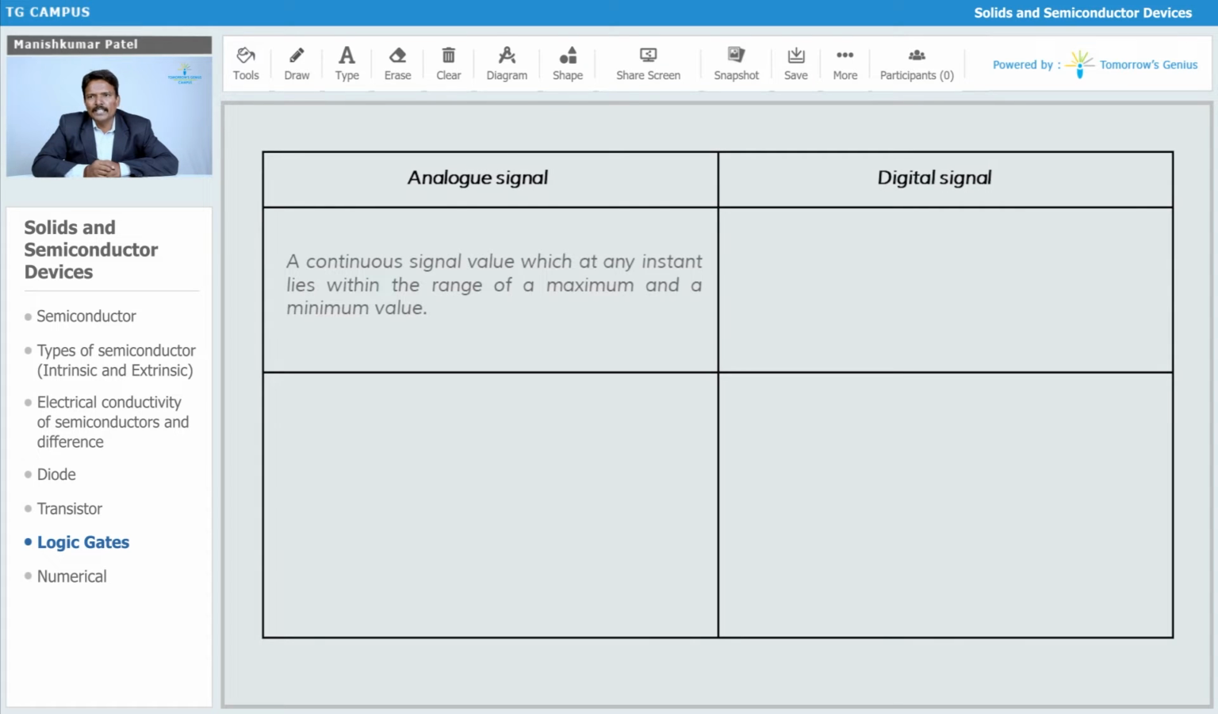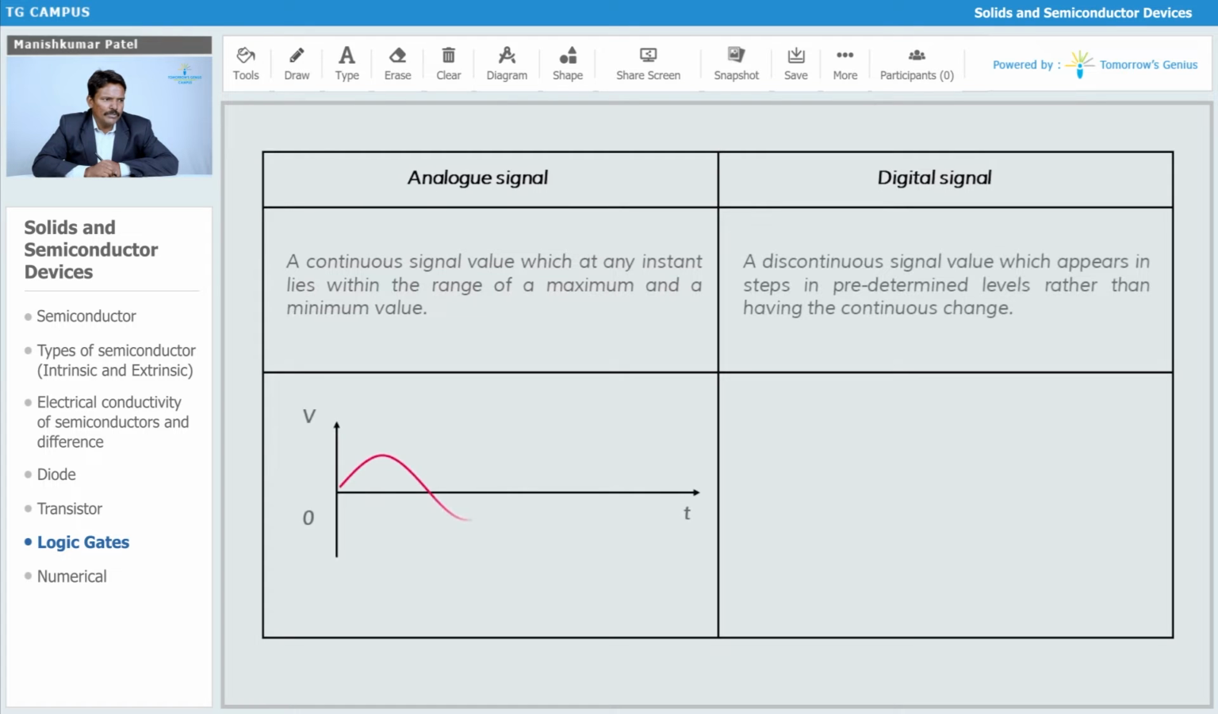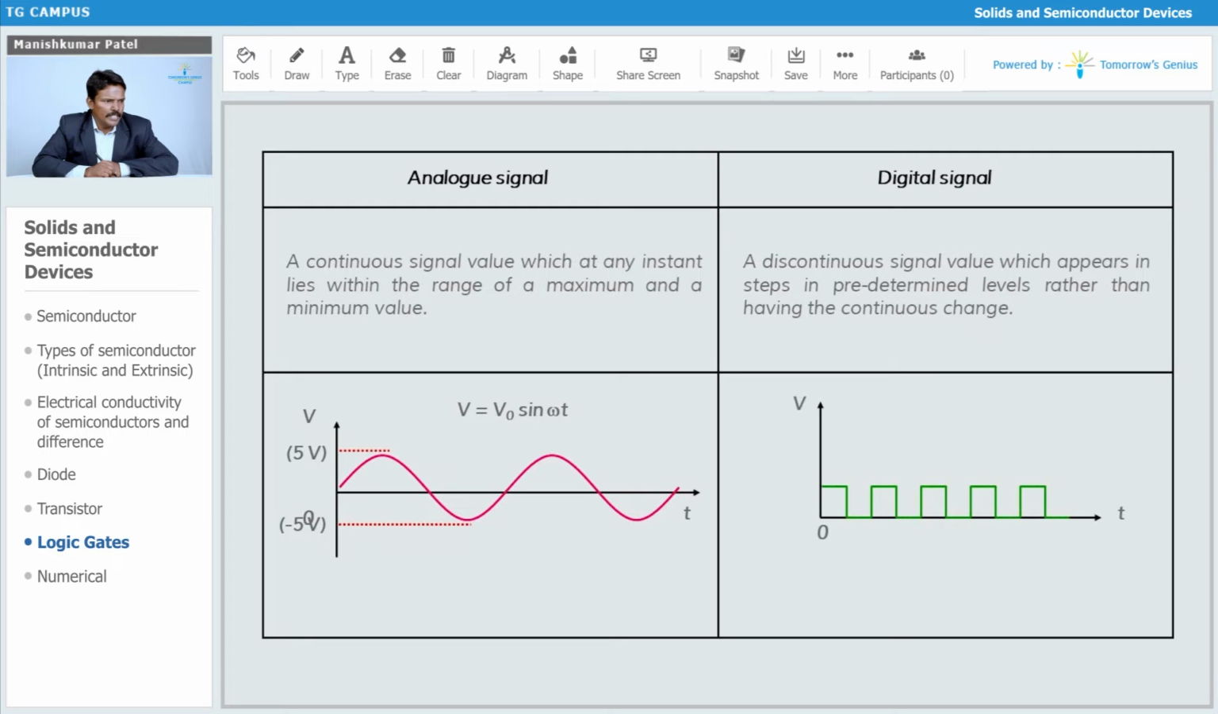An analog signal can take any value, varying continuously with respect to time, whereas a digital signal takes only some predefined values. This is the analog signal, V equals V naught sine omega t, and this is its amplitude. This is how you can represent digital signals, which we define in terms of ones and zeros.